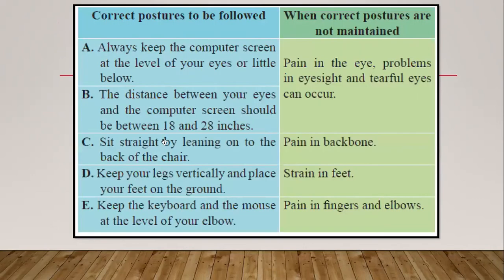It indicates that you should sit straight by leaning onto the back of the chair. If it is not so, pain in the backbone may occur. D. Keep your legs vertical and place your feet on the ground. If it is not, strain in the feet may occur. Finally, keep the keyboard and the mouse at the level of your elbow. Pain in fingers and elbows may occur if you do not follow these correct postures.